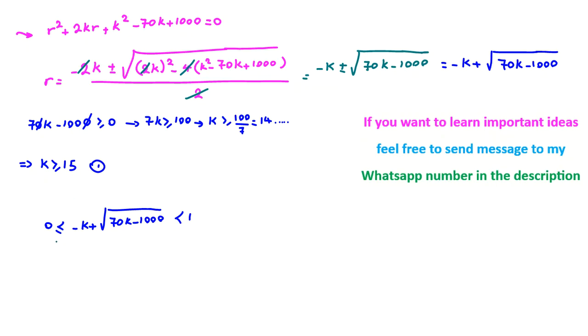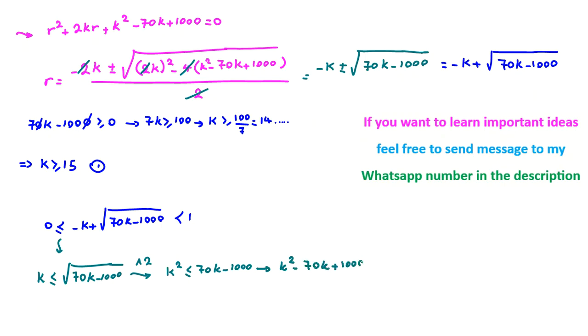Let's consider this part first. We can add k to both sides, or you can take negative k here. I want to consider only this inequality: root of 70k minus 1000. Let me write it. Now both sides are non-negative numbers, so we can raise to the power of 2. So k squared is less than or equal to 70k minus 1000, and then it will be k squared minus 70k plus 1000 less than or equal to 0.